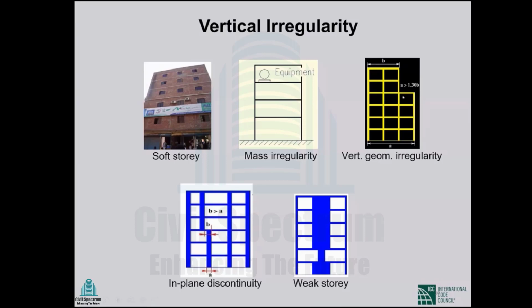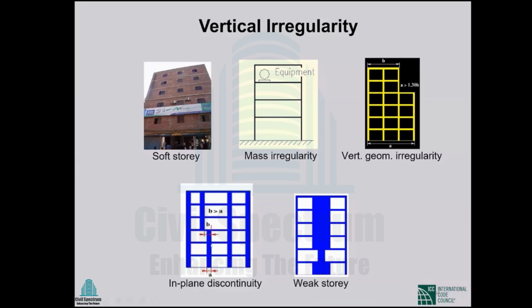if some bays are discontinued and other bays are continued in the upper floors, then that may cause a vertical geometric irregularity. In-plane discontinuity: in one plane of a frame, if say a column is shifted, then that causes in-plane discontinuity. We can see this discontinuity in the plane of the frame. That's why this is called in-plane discontinuity.